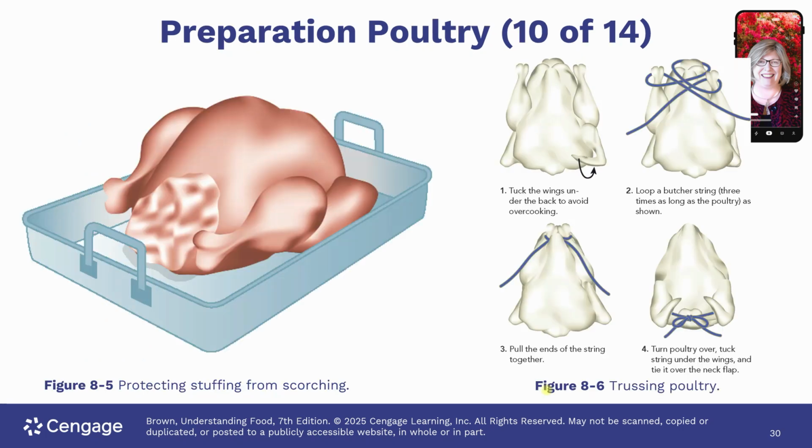If you do stuff your bird, you want to protect it from scorching. And so this is a good way to do that. It's essentially sealing up the cavity so that the dry heat isn't hitting the stuffing. Trussing is when you use a butcher string to tie the legs and the tail in so that you are sealing that cavity off to some extent. And it keeps the bird together while it's baking or roasting.